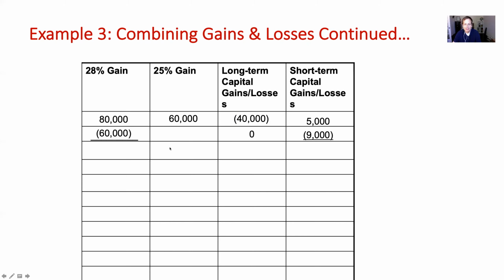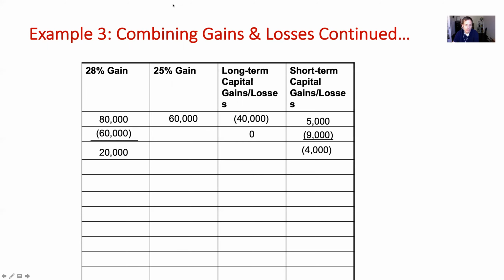Okay, so I've just taken those from the problem, what it told us, and I've put them in the right column. Now I want to net each column. So, right, I'm going to net here. All right, so I have a $20,000 net collectibles gain and a $4,000 net short-term capital loss.